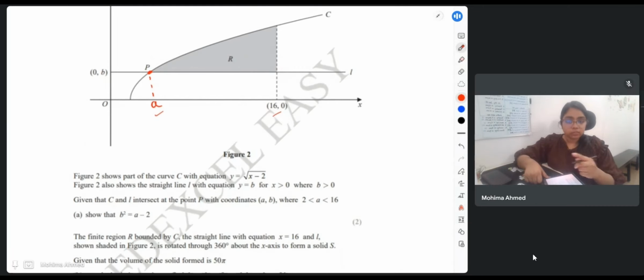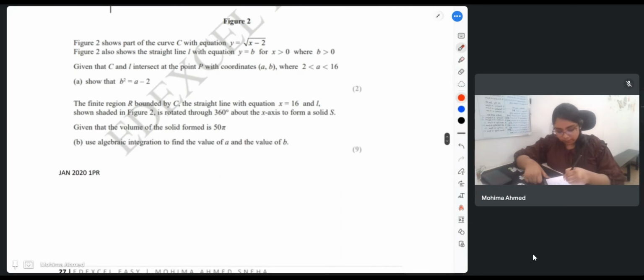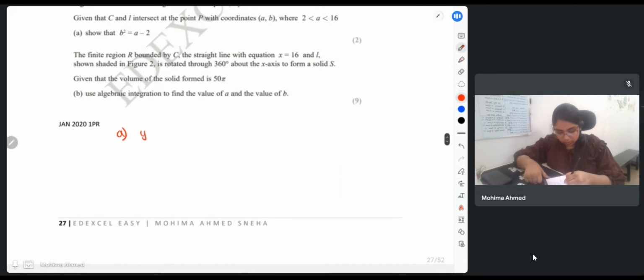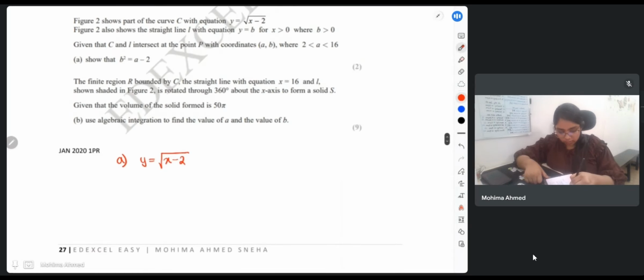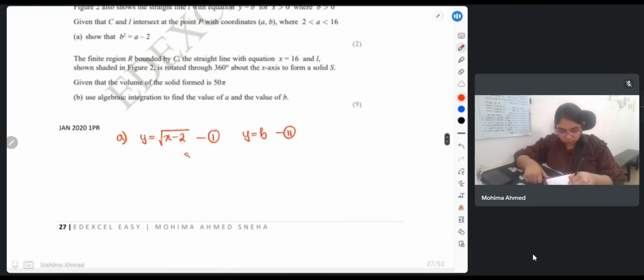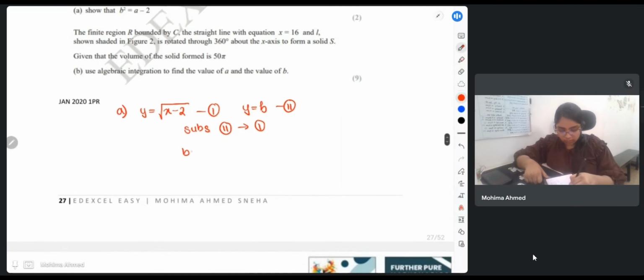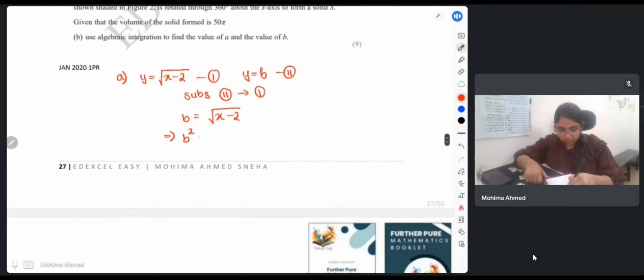For this case, I just have to substitute the equations over here. For example, in part A, the equation was y equals root of x minus 2. Right, this is equation 1, and y equals b is equation 2. So if you substitute 1 into 2, or substitute 2 into 1 specifically, so now you have b equals root of x minus 2, which is going to be b square equals x minus 2. And again, at point P, the x coordinate was A. The value for x coordinate was A. So you can clearly input the value of that point A over here.